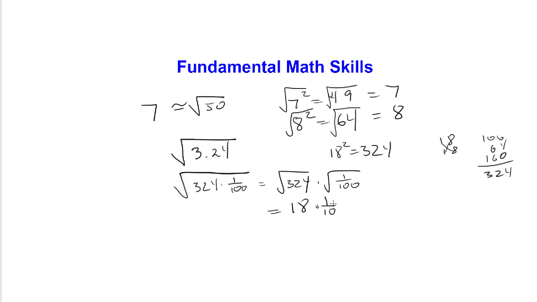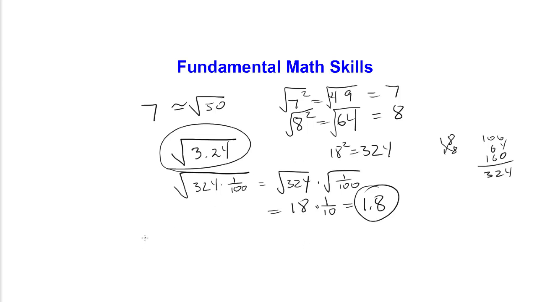Nice little trick is anytime I take a square root of something with even numbers of zeros, I just halve the number of zeros. So 18 times 1/10 is 1.8. That is the answer. And I could quickly determine that just by looking at the square root of 3.24, knowing my perfect squares and factoring. Okay? So gaining a familiarity with the numbers can be really useful on the exam.